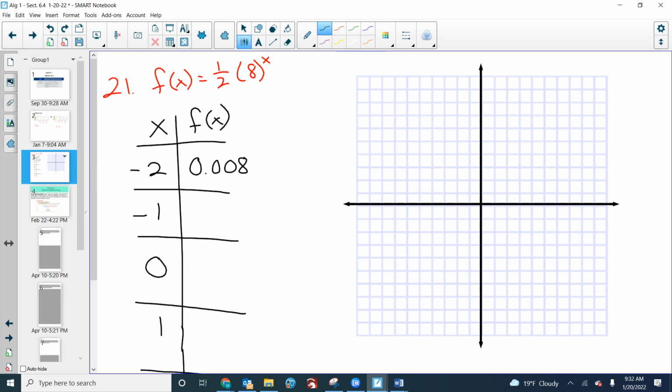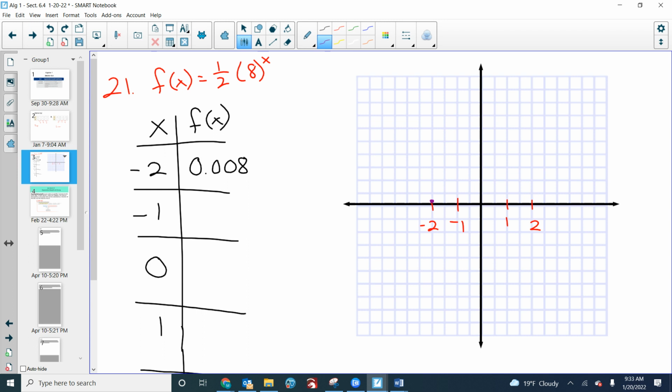That decimal is so small. What's it close to? 0, right? So at -2, I'll go by 2s, so it makes it more interesting. At -2, the y value is 0.008. That is a very small y value, close to 0.